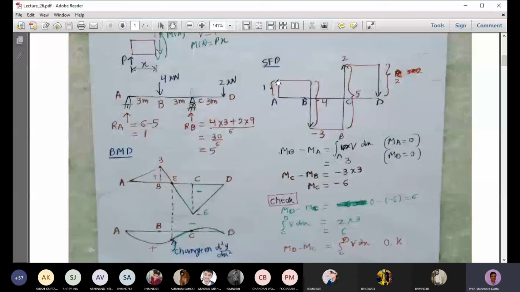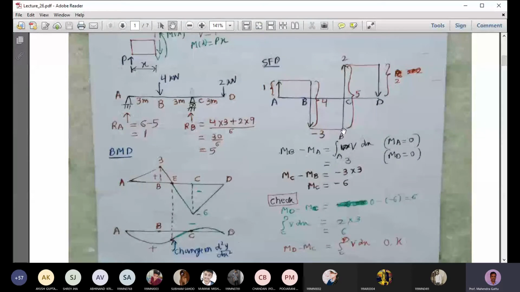And then between A to B there is no distributed load, so the shear will not change. And at B there is a point load 4 acting in the downward direction, so there is a jump downward. So from 1, by -4 it will be -3, so it will go into negative shear. So from B to C again there is no distributed load, so it will remain constant.